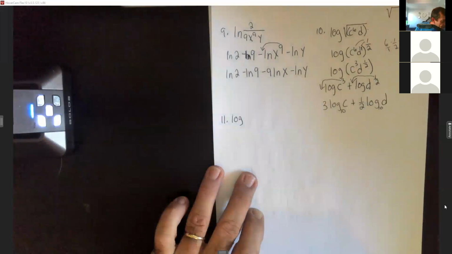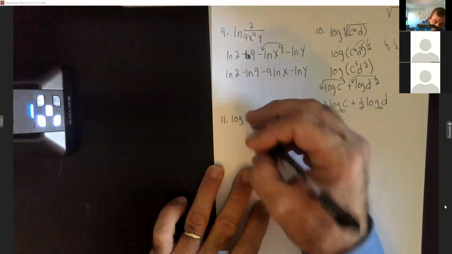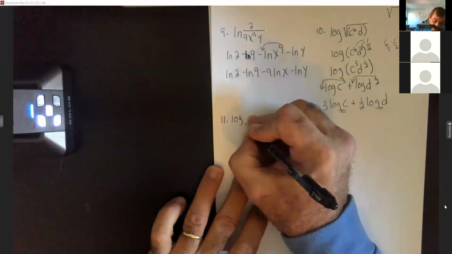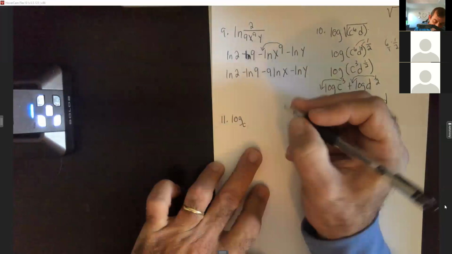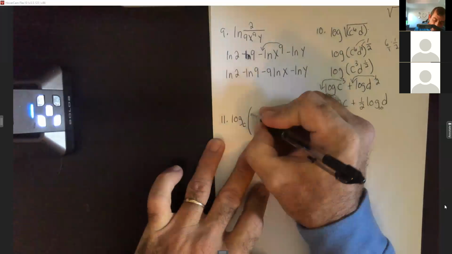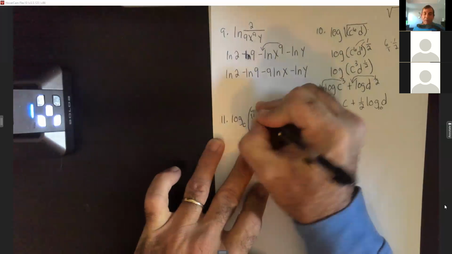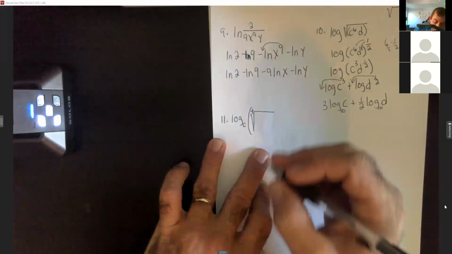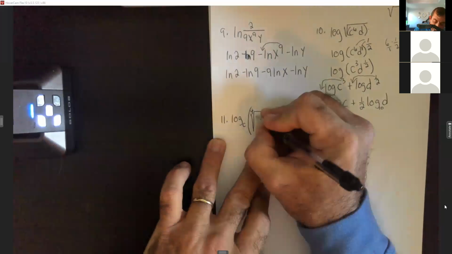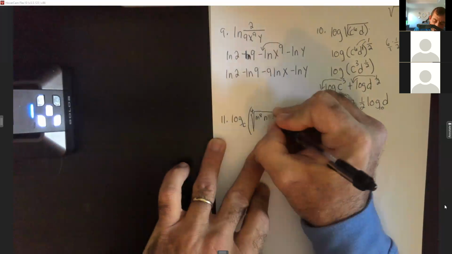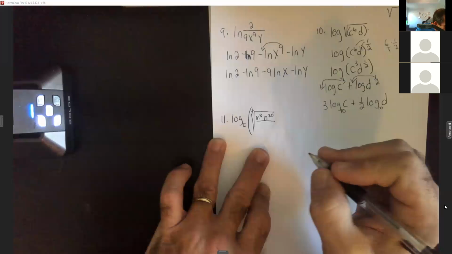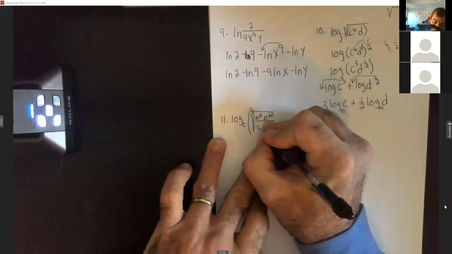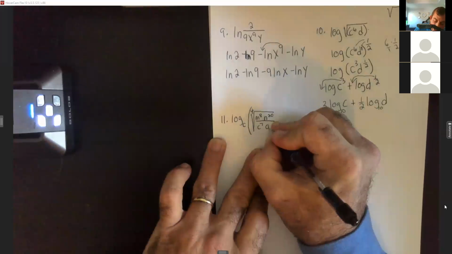Oh, y'all, watch this big one here. This is a log base c. And this one has big parentheses with a big radical. My radical is a 4th root. And I got m to the 8, n to the 20, over c to the 7, a to the 5.